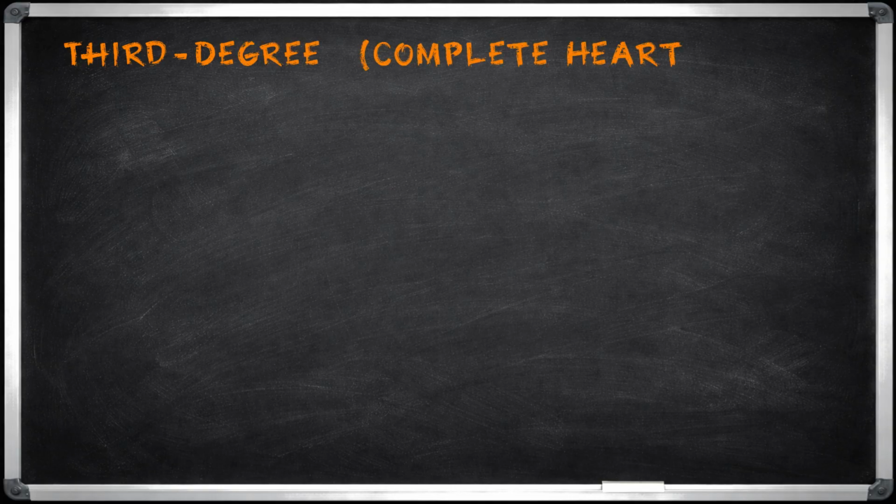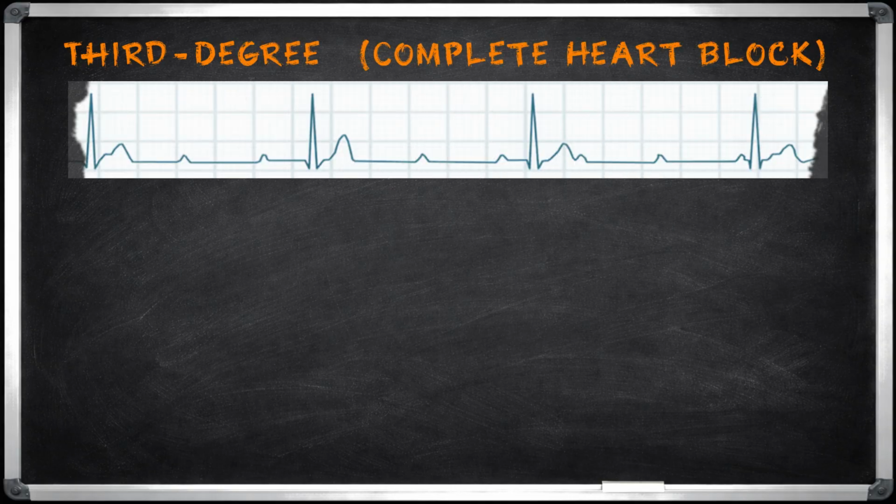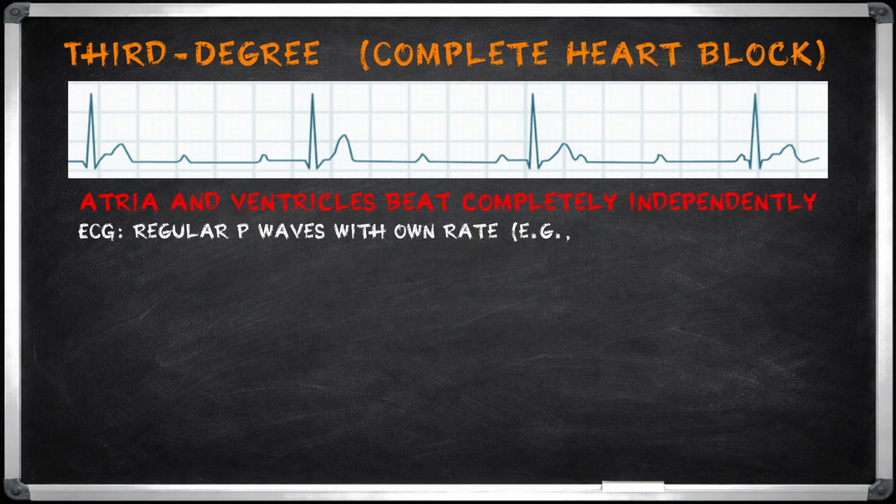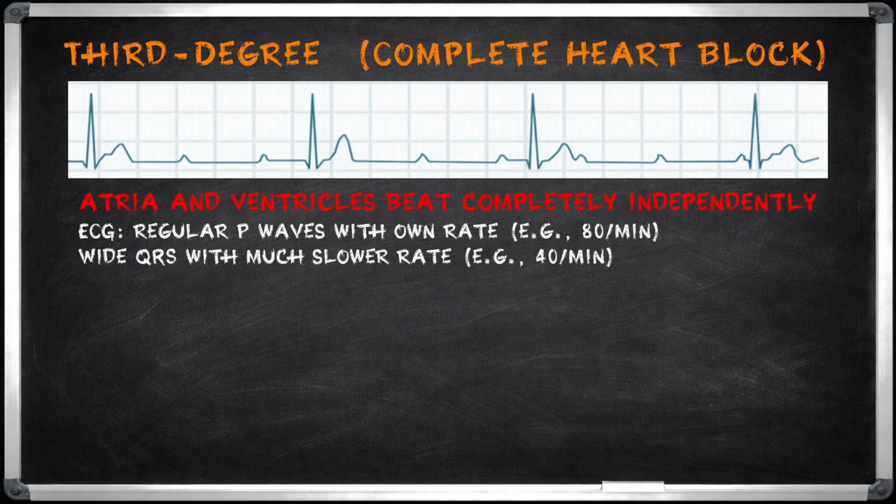And now the most dangerous, third degree AV block, complete heart block, which is a complete divorce. This is it, the most dangerous one. There is no conduction between the atria and ventricles. They beat completely independently. On ECG, you see regular P waves marching along at their own rate, for example 80 beats per minute. And you see slow wide QRS complexes, which are an escape rhythm, at their own, much slower rate, like 40 beats per minute. And of course, there is no relationship between them.